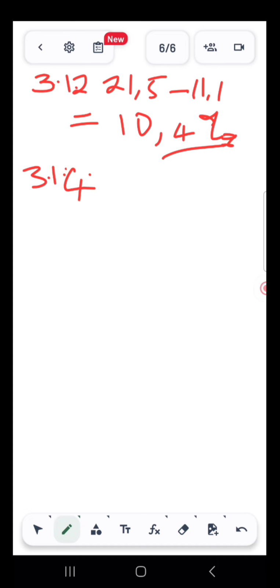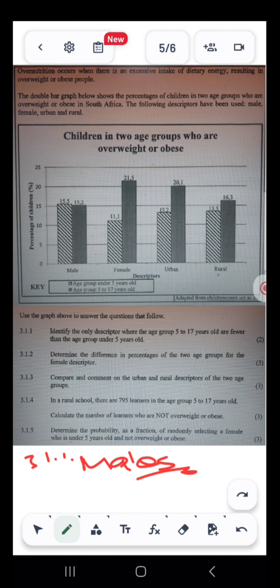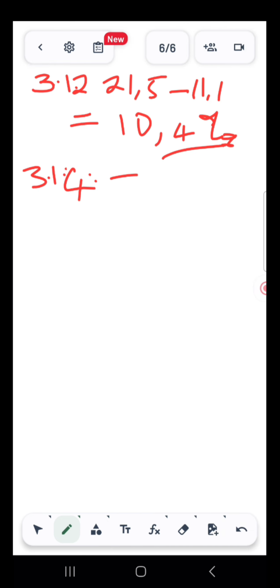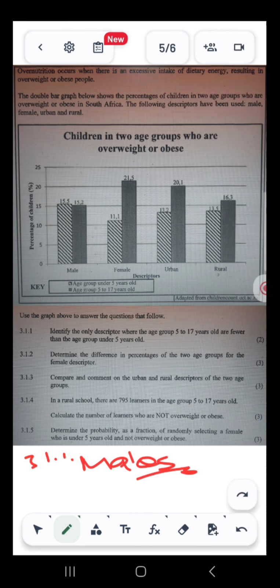Okay. So the question for 3.1.4 says, in a rural school, there are 795 learners. 795 learners, okay. Value information, 795 learners. And then in the age group 5 to 17 years, okay. Rural, right? Calculate the number of learners who are not overweight or obese.